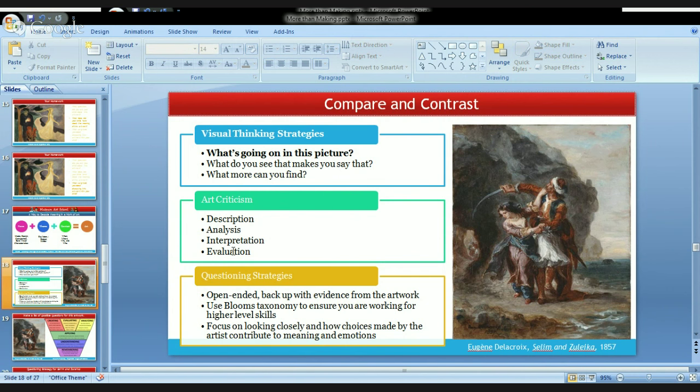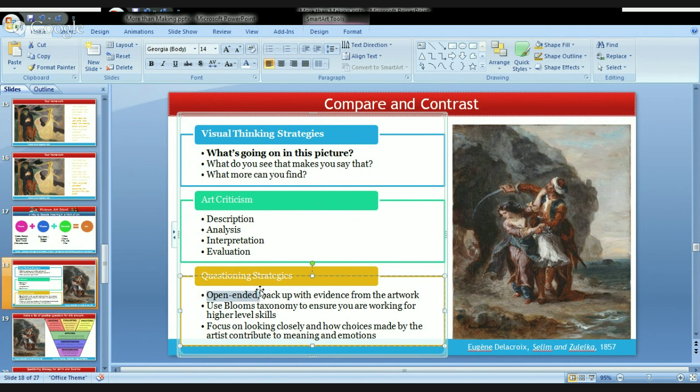And then evaluation is where you state your opinion. So you can say, oh, I don't like this, and this is why. Or, the artist did a really good job at this. That happens in evaluation. And then you can develop questioning strategies for artworks. But the most important thing is using open-ended questions.